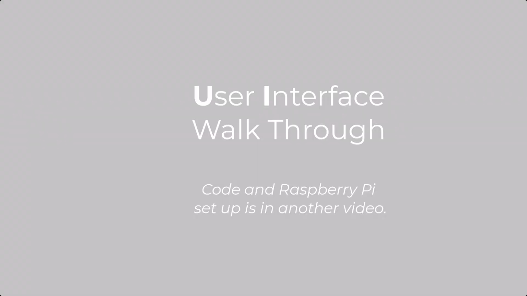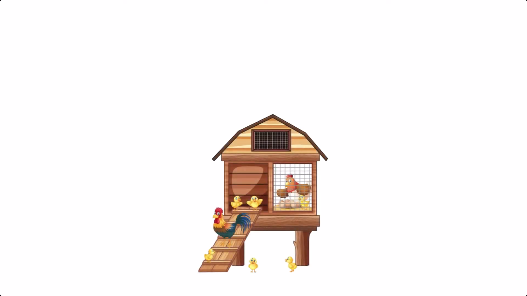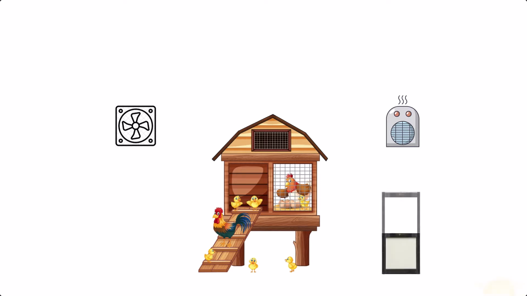When we built the chicken coop, we knew we needed a few features. We needed to control a heater to provide warmth in the winter. We needed to control an exhaust fan to remove the warm air in the summer. To keep predators from terrorizing our chickens, we needed to control an automated door that opens at sunrise and closes at sunset.